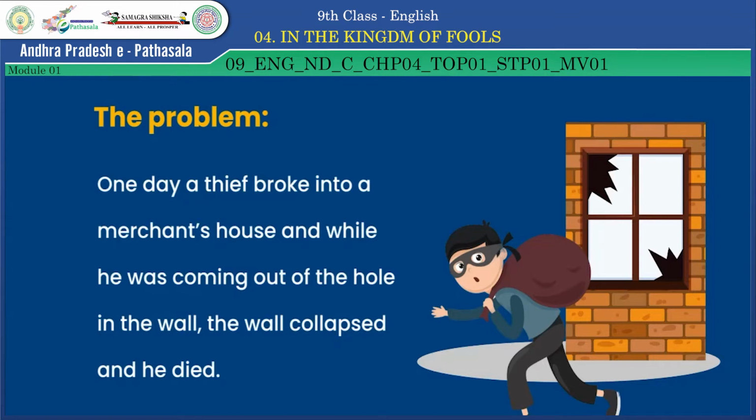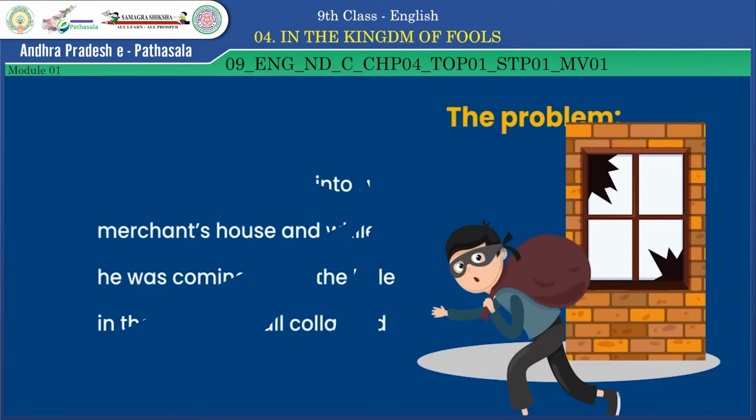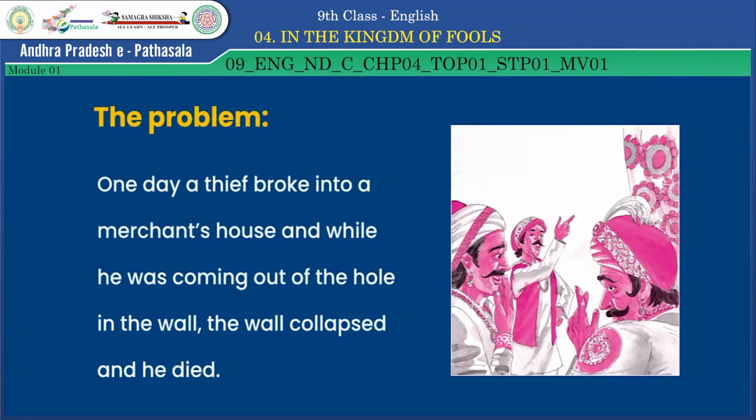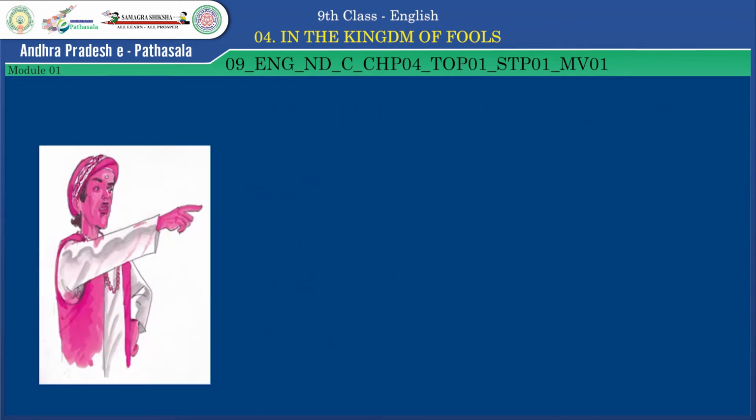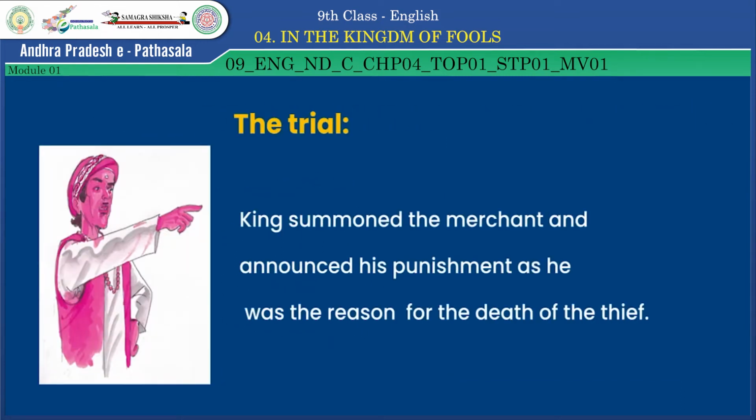The merchant started pleading with the king, "Oh, my dear Majesty, please pardon me. The house is mine, the wall is mine, but it was not built by me. It was built by the bricklayer. He did not build the wall properly. That's why the wall has fallen on the thief. So, indirectly, the bricklayer is the person responsible for the death of the thief." Now the king thought and shifted his judgment to the bricklayer. The bricklayer was summoned immediately to the court.